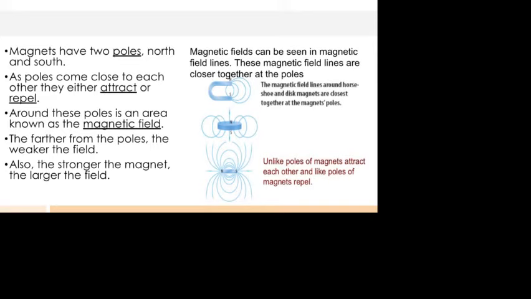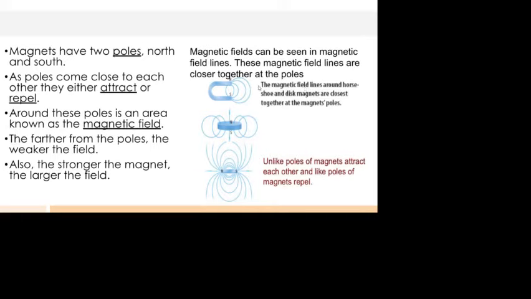So all magnets have two poles. Every magnet has to have a north and a south pole. You will never have just a north pole or just a south pole. In fact, if you break a magnet in half, you end up with two separate magnets, each having their own north and south pole. As these poles come close to each other, they will either attract or repel each other.